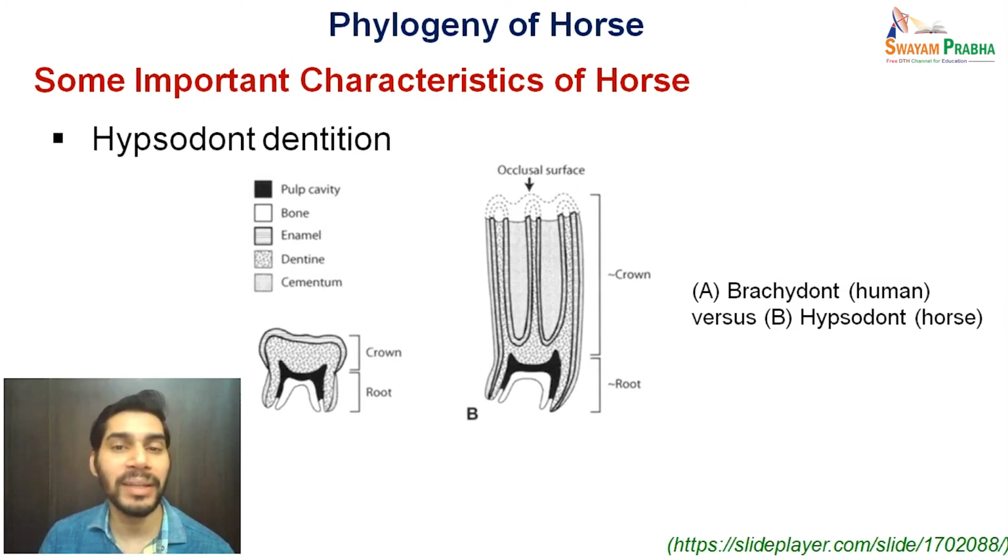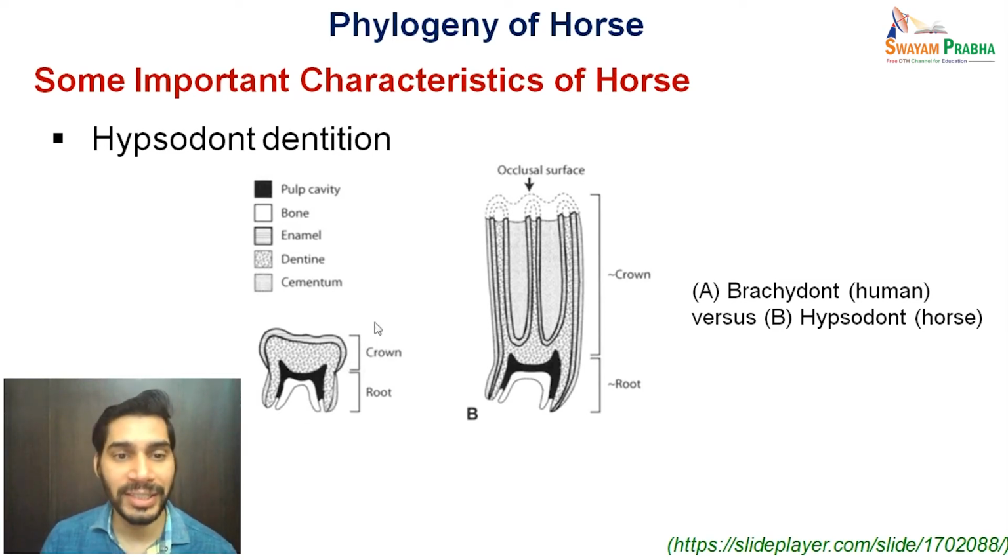Let us compare the normal tooth structure. A tooth comprises the pulp cavity, the bone, the enamel, dentine and cementum. And all these components are arranged in the structure of a tooth in basically two parts. One is called the root of the tooth and the other is called the crown.